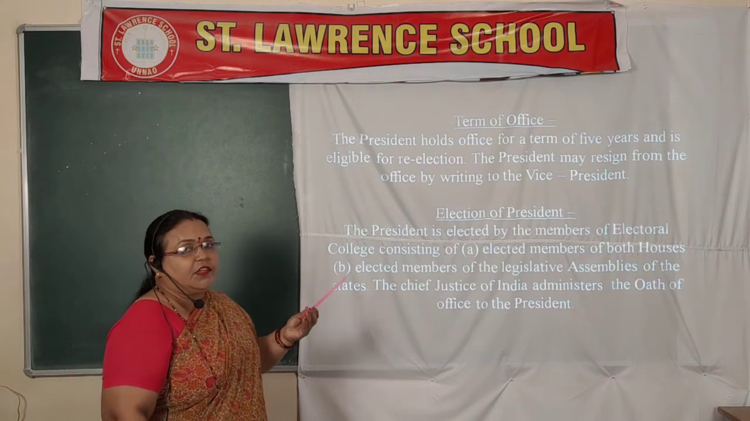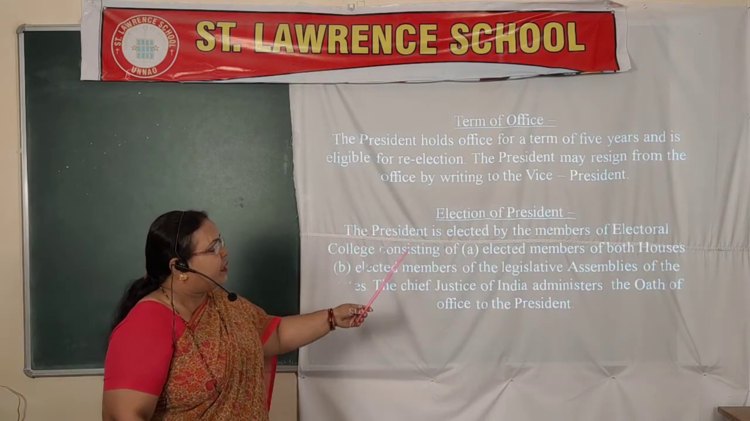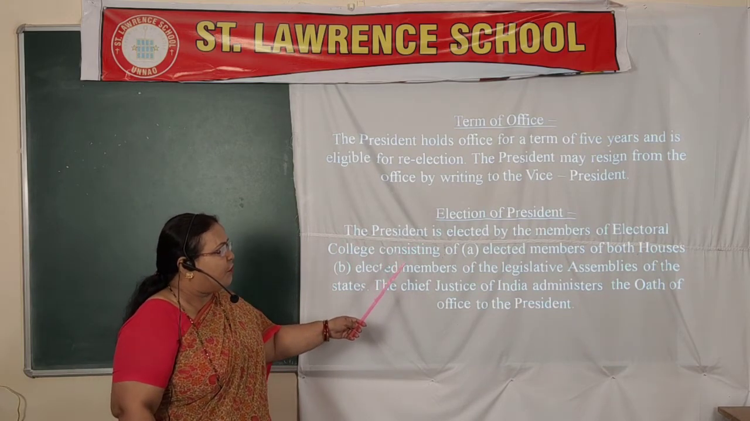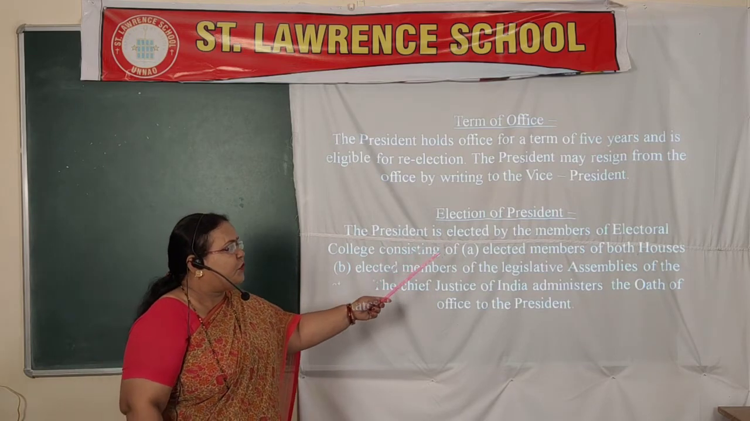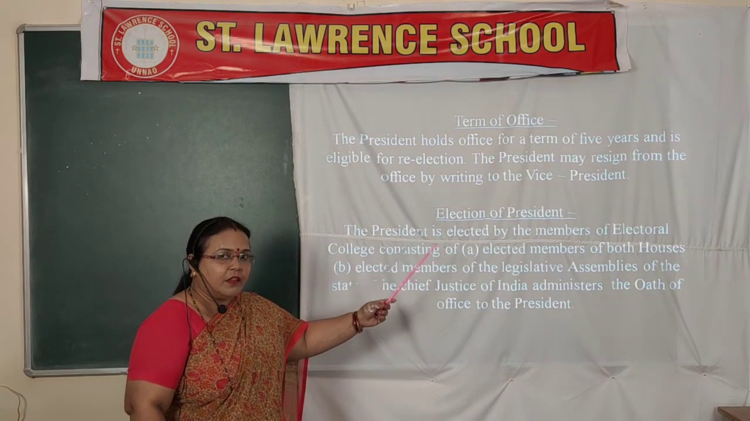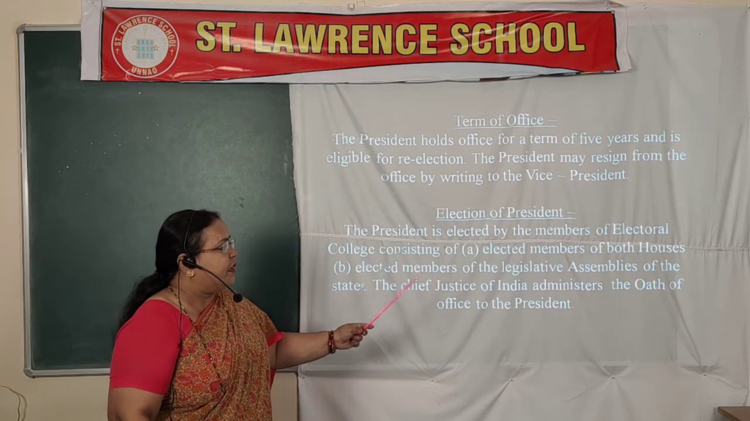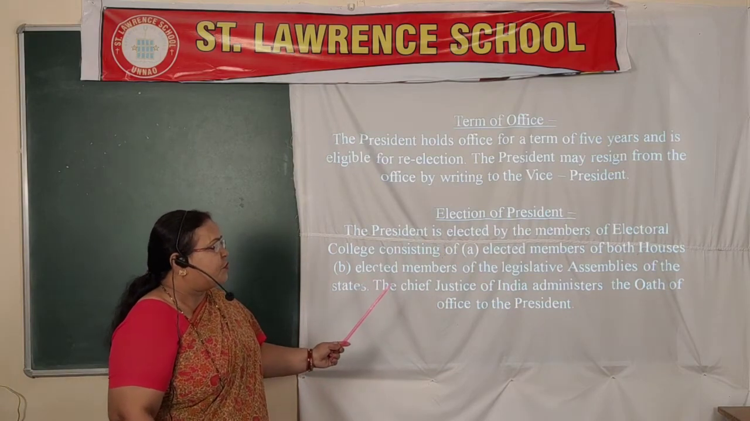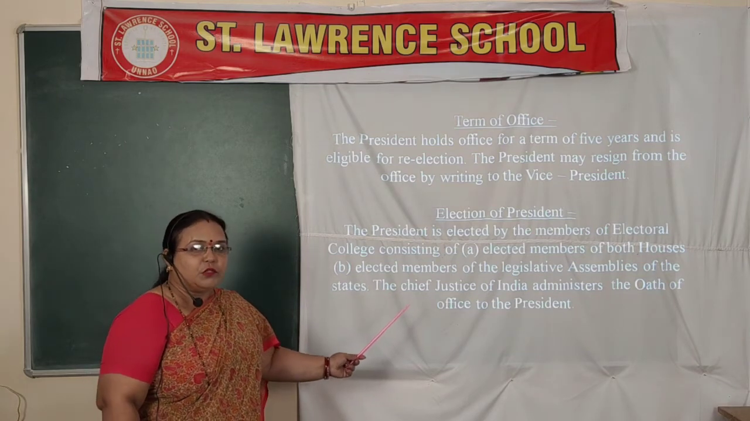Now, how is the President elected? Election of President. The President is elected by the members of an electoral college consisting of, first, elected members of both houses. Both houses here means Lok Sabha and Rajya Sabha. Then second, elected members of the legislative assemblies of the states. The Chief Justice of India administers the oath of office to the President.